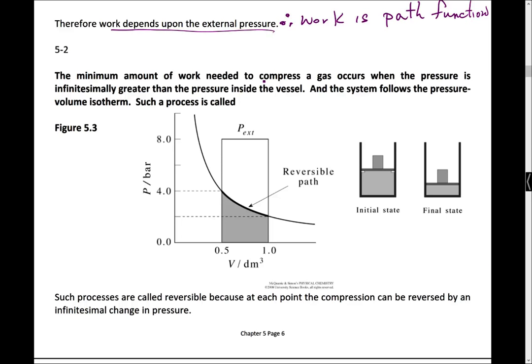All right, the minimum amount of work needed to compress a gas occurs when the pressure is infinitesimally greater outside than inside the vessel. And the system follows the pressure-volume isotherm, and this is called reversible. Okay? And so in this next section, what we're going to do is talk about reversible work. All right, so this will be work and reversible processes.